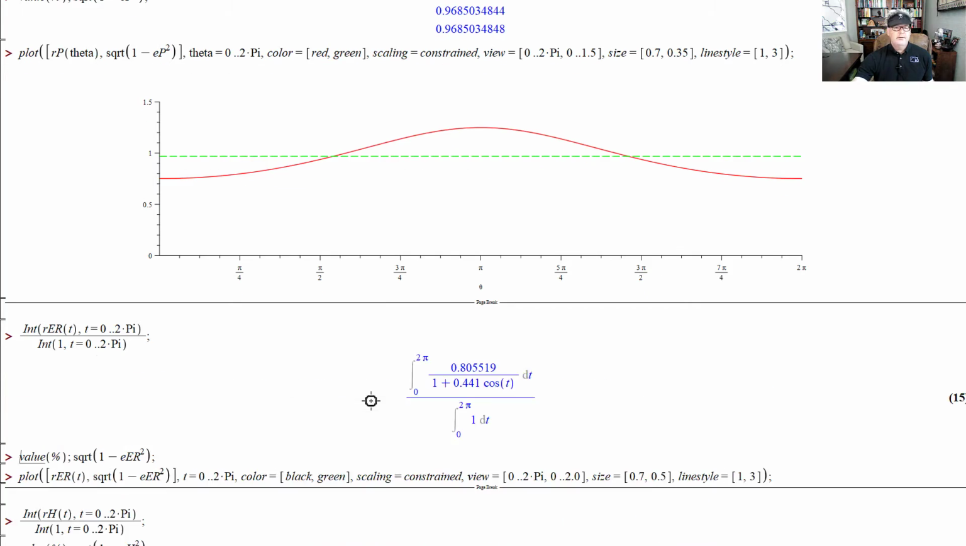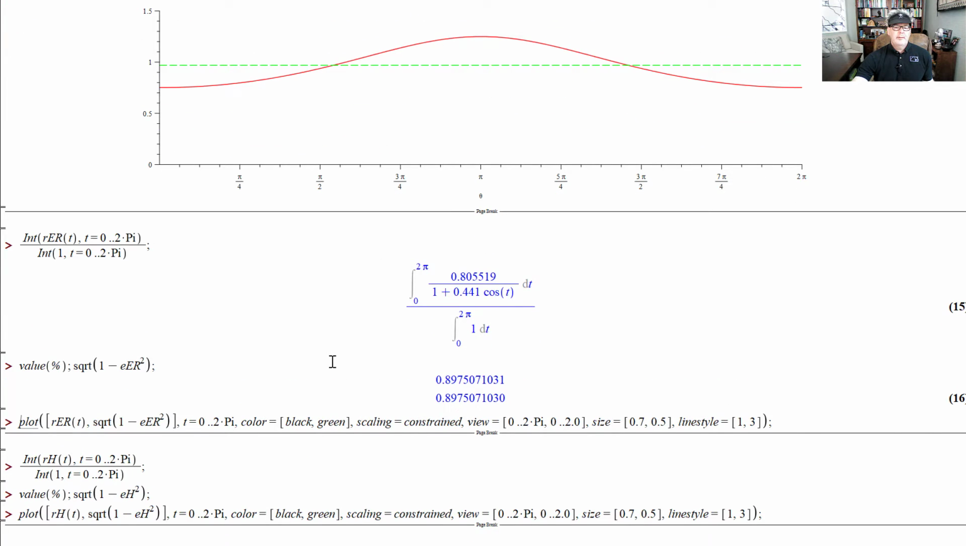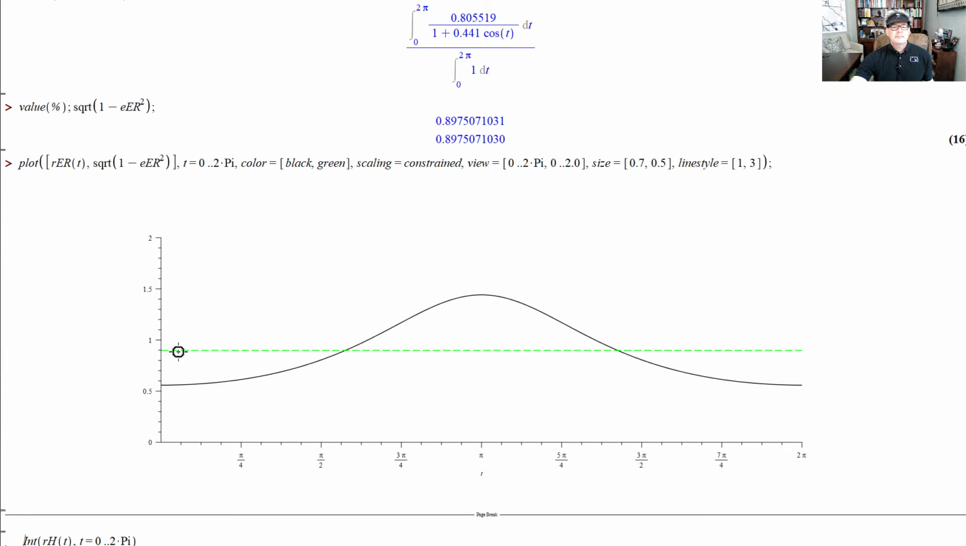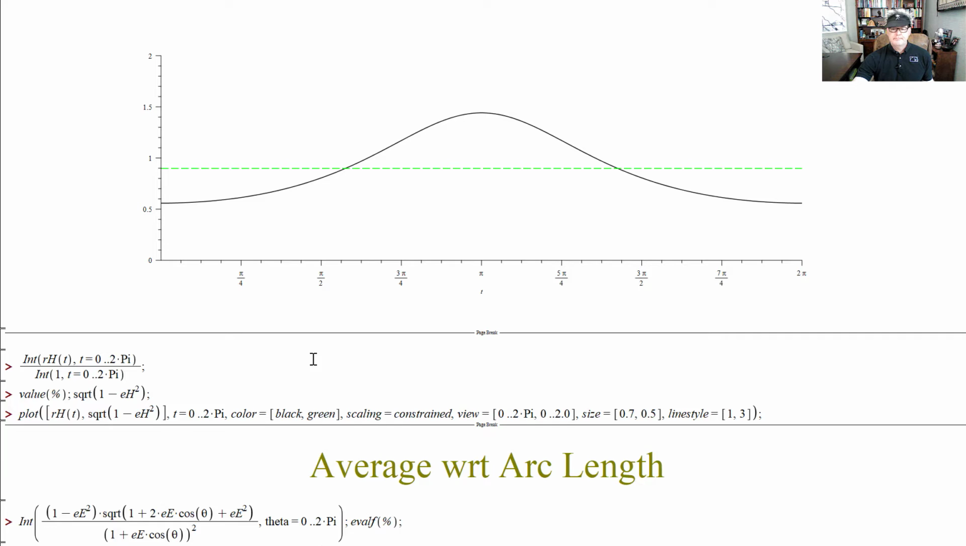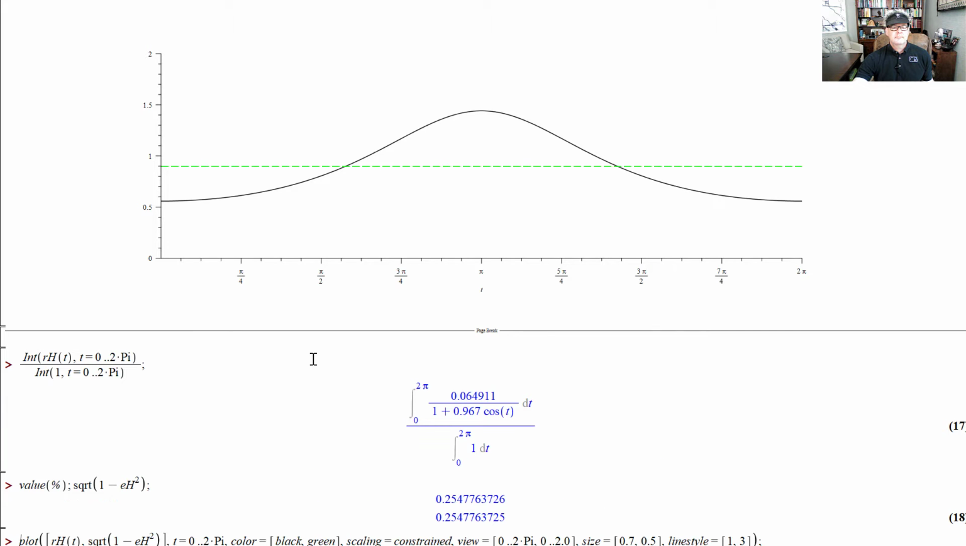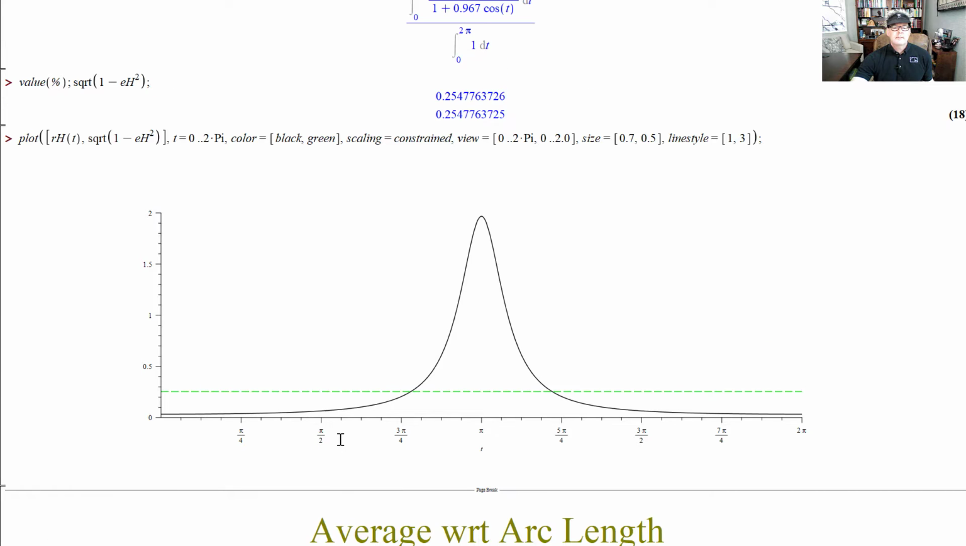Here it is for Eris. Do the integral, compare it to B, identical, pretty much, a little rounding error. And then the plot. So here's a plot of what the average value would be. And lastly, Halley's Comet. So there we go. So the most extreme, the average value is really low.